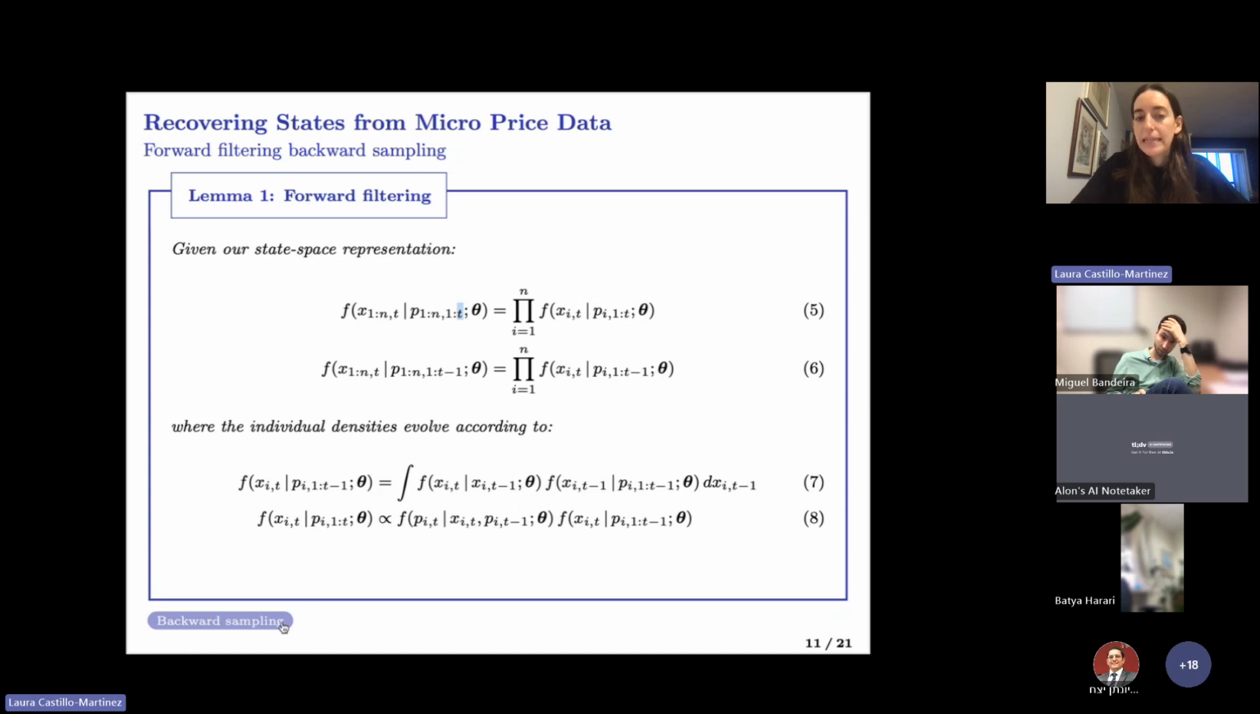I'm going to spare you the details, but if you're interested, it's in the paper, and the intuition that I'm going to be explaining will apply. Just to let you know that there's a backward sampling problem, and we're going to be talking about it when we think about the algorithm. But once you understand the forward filtering, it's really what you need to do. So this is the definition of the problem. How do we go and solve for this problem?